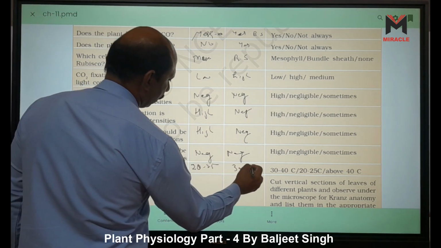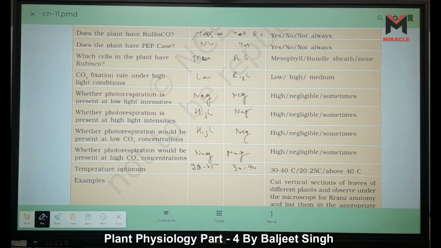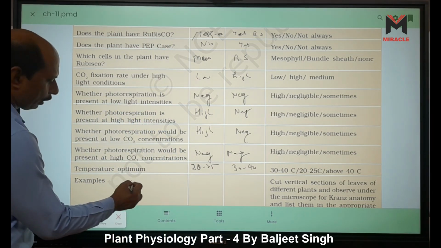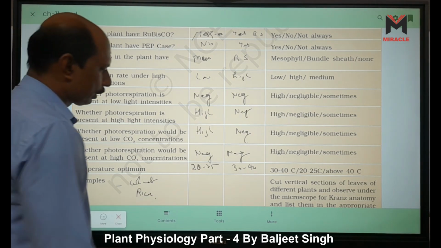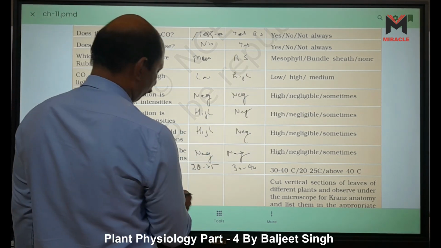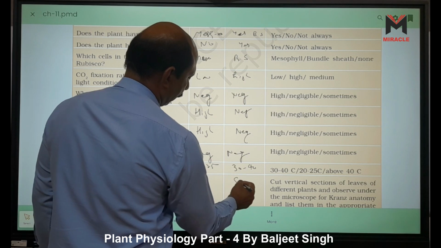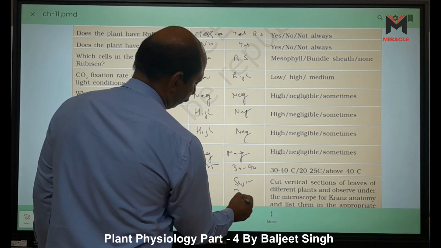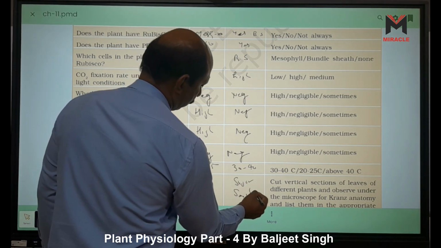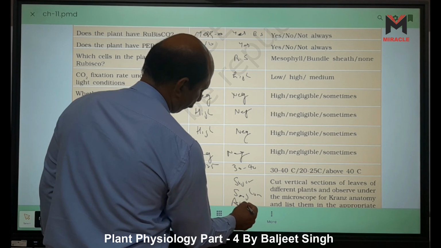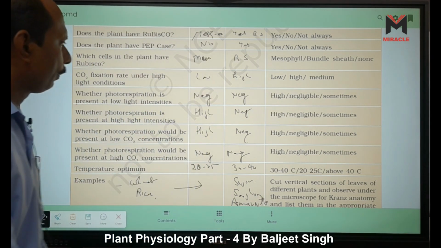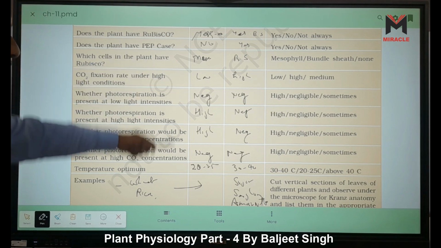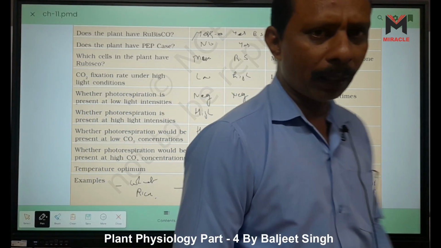Temperature optimum: low temperature means 20 to 25 degrees centigrade, high temperature means 30 to 40 degrees centigrade, right? Examples, like we have wheat, rice, tomatoes, other things are also there. And in case of C4, here we have sugarcane, sorghum, amaranthus. These are C4 plants, right? So through this table, we can understand the difference between C3 and C4 plants, right?